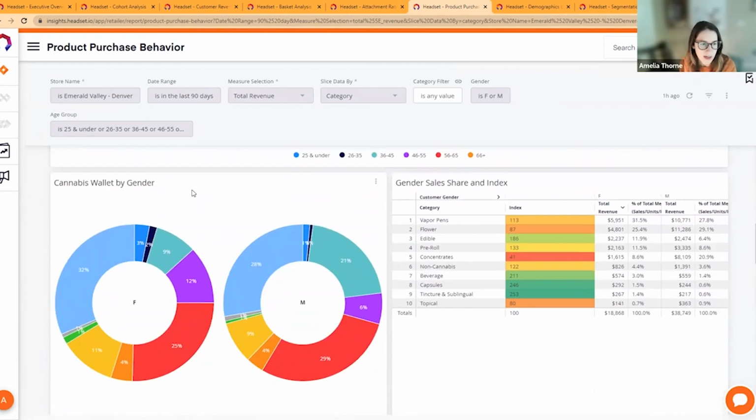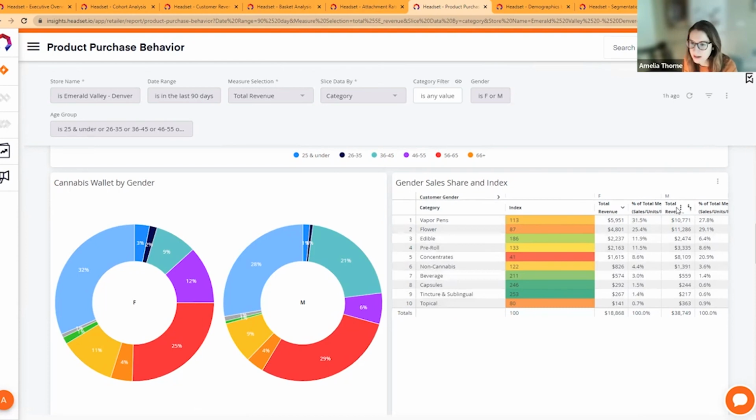And then what we can do down here is look at cannabis wallet by gender. I think the most important one to me anyway is this gender sales share and index. This just lays it out really simply. What I like to explain with this is if a male and female walk into your store with a $100 bill, how much of that $100 is going towards each category? So females, for example, when we're looking at vapor pens, they walk into the store, have $100. They're going to spend about $31.50 towards the vapor pen category, $25 towards flower, less than $1 on topicals.